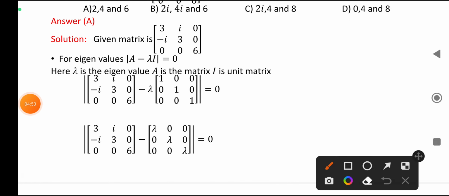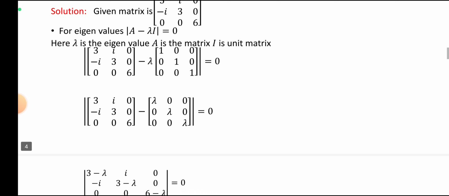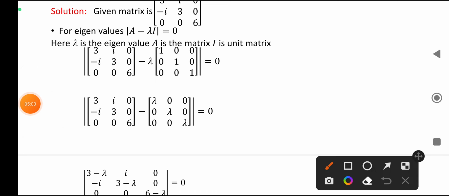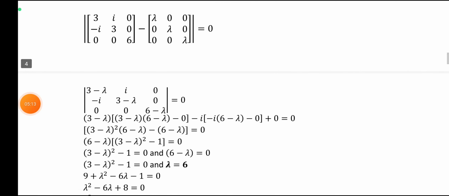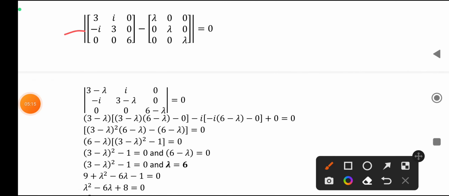And see here, A is substituted, minus lambda, and the identity matrix is this one. Okay, the 3 values are substituted here. And now multiply lambda inside, then you get lambda only at the diagonal positions, and subtraction gives 3 minus lambda. Okay, 3 minus lambda. Next, 1 minus 0 is 1 only.